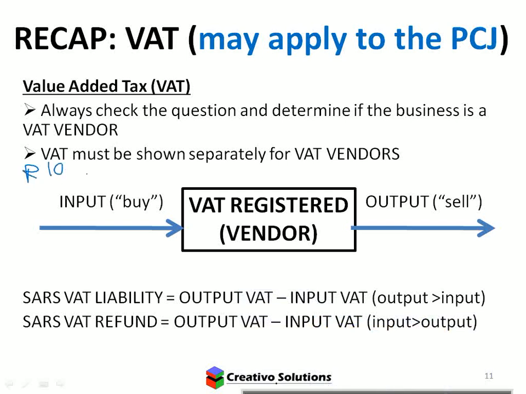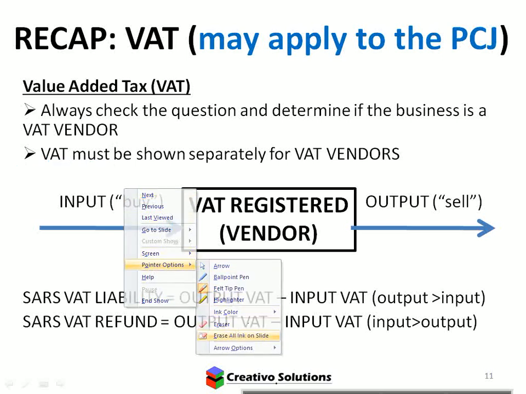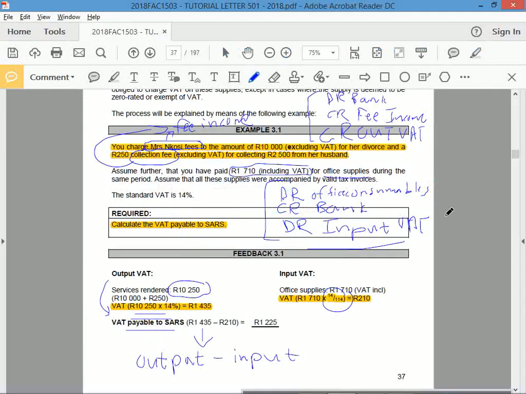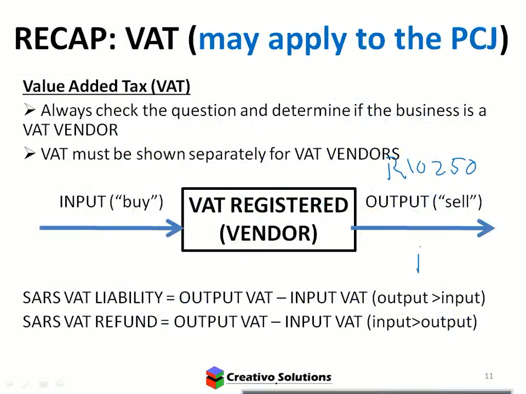We spent 10,200, other way around. Okay, customers spent 10,250. Okay, and that gave us VAT of 1435. Okay, that's the VAT. Okay, what type of VAT is this? Output VAT. Okay, it's output VAT because it's on the sale.